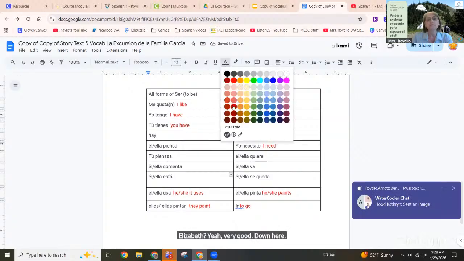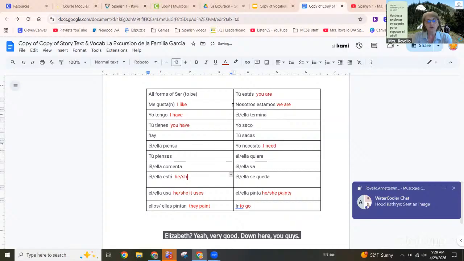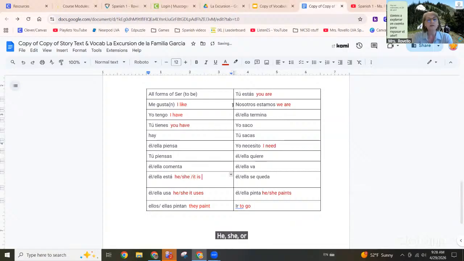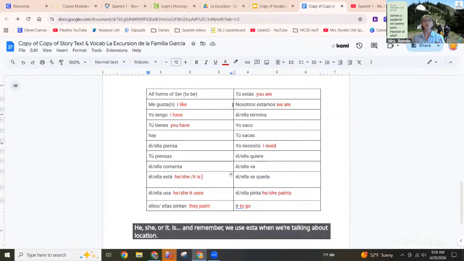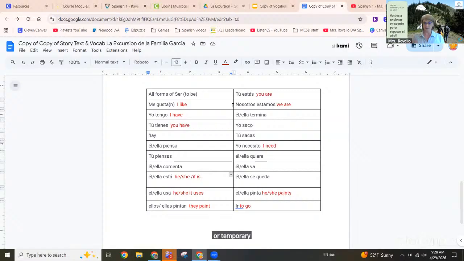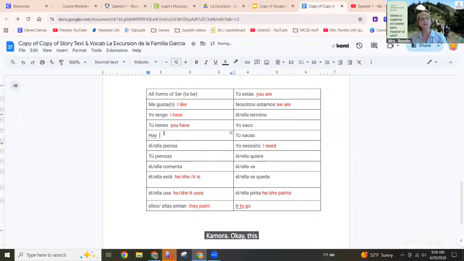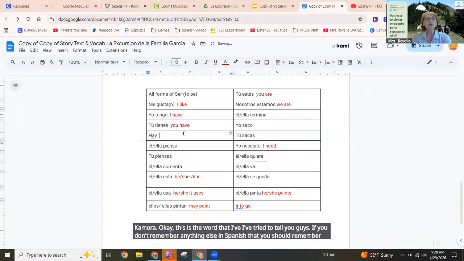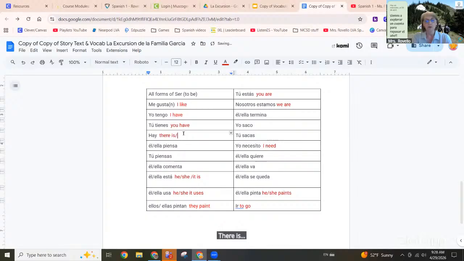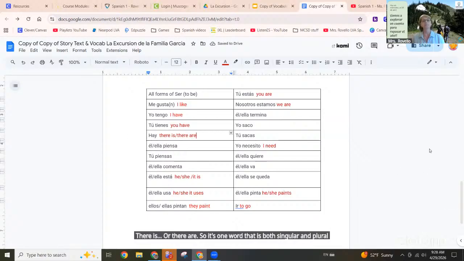Down here, you guys. He, she, or it is. And remember, we use está when we're talking about location or temporary feelings. You know, if we're sad, if we're happy, remember all those? Okay, nervous, right? Okay, this is the word that I've tried to tell you guys. If you don't remember anything else in Spanish, you should remember this. This is there is or there are. So it's one word that is both singular and plural.